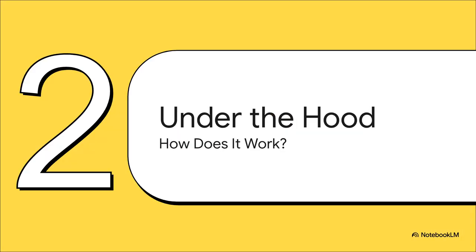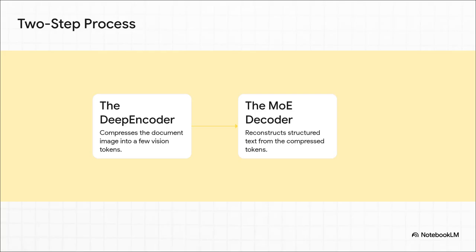So how on earth does this actually work? What's the secret sauce? Let's pop the hood for a minute and take a look at the architecture. Don't worry, we'll keep it simple. It really boils down to a clever two-step dance. First, you have a component called the deep encoder. Its whole job is to look at the page image and do that all-important compression, crunching it down into just a few of those vision tokens. Then, its partner, the MOE decoder, takes that tiny compressed package and reconstructs everything, turning it back into the full structured text, tables and all. It's like turning a compressed blueprint back into a full-scale building.